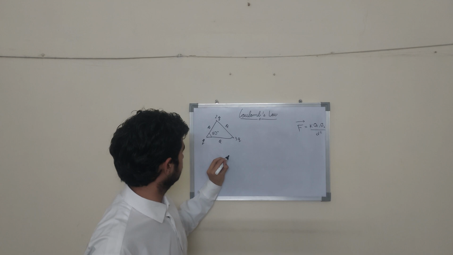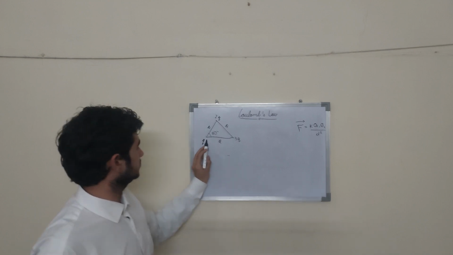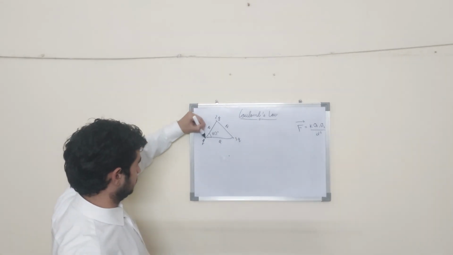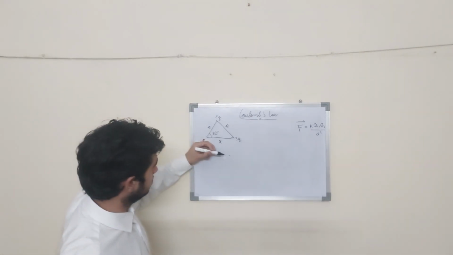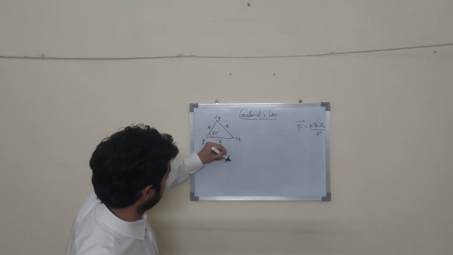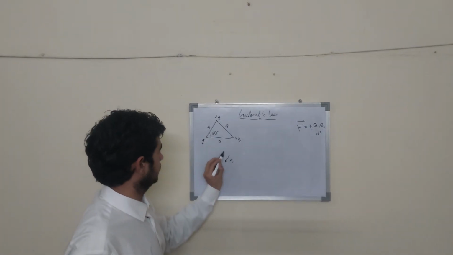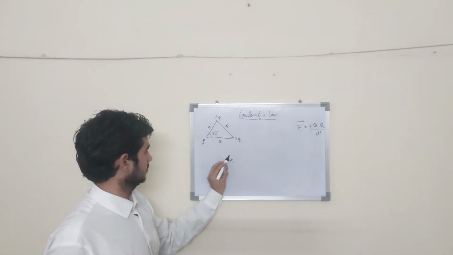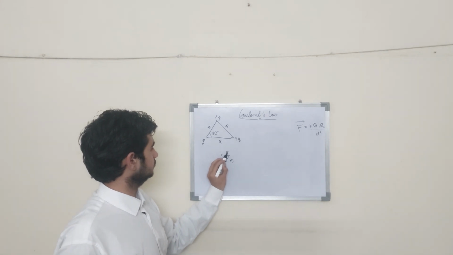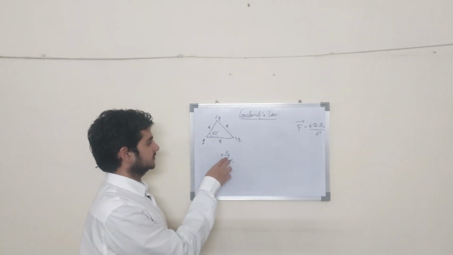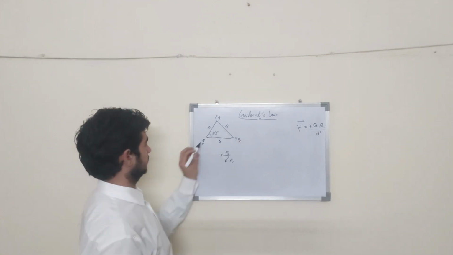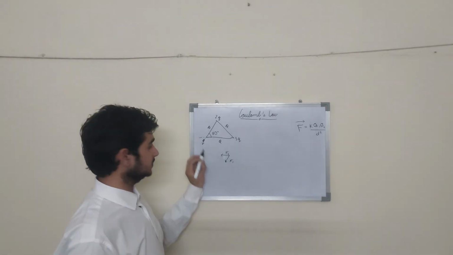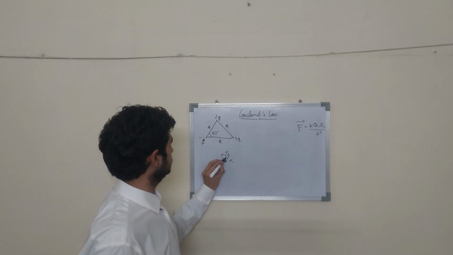What would be the direction of force acting on Q due to the charge 2Q? It would be along this direction because they are of the same sign, so they would be repelling. This is F1. And due to 3Q, it would be along this direction. This is F2. What would be the angle between these two forces? This angle would be 60 degrees.